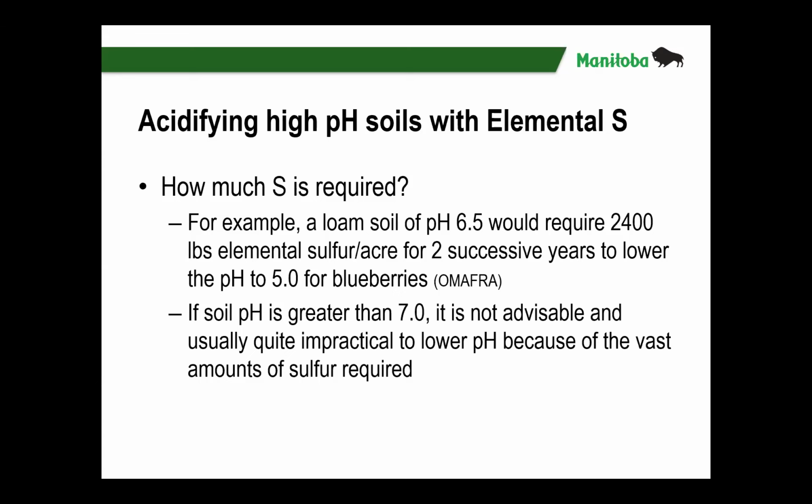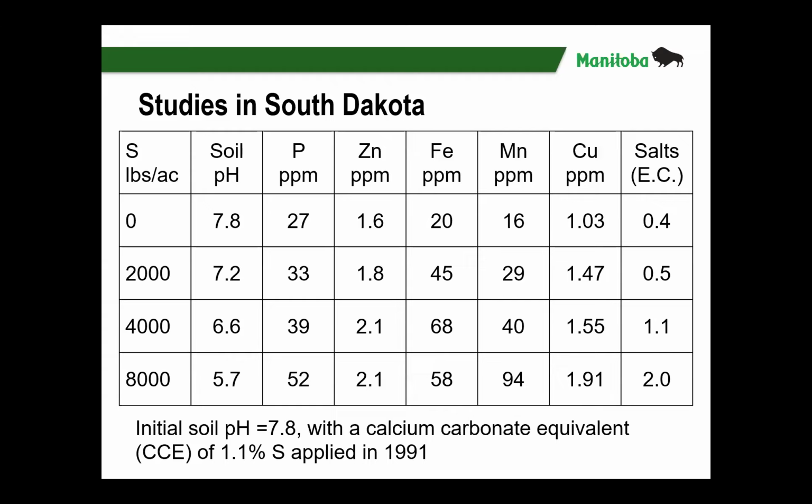Because again, as you get a higher pH, you have to add so much more sulfur in order to bring that down. And that brings us to some studies that have been done looking at trying to decrease soil pH. This is a study from South Dakota. When they looked at a pH starting at 7.8, they were able, with up to 8,000 pounds of sulfur per acre, to lower that pH to 5.7. So the OMAFA recommendation is saying it's a lot of sulfur that has to be applied to get it down to a low number, and this is showing exactly how much sulfur we're talking about. So then is it really feasible to bring that down?